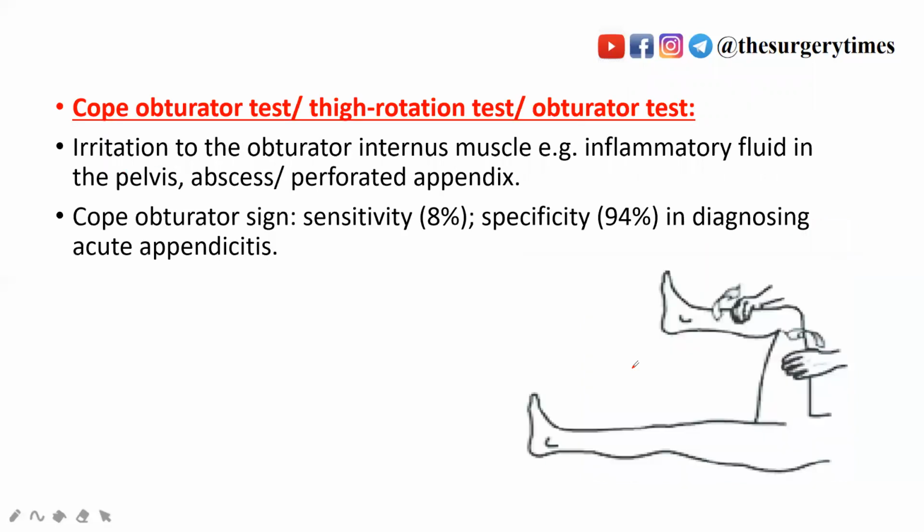Now, Cope's apparatus test, everybody knows this, or thigh rotation test or obturator test, otherwise called as. Here, the leg is flexed with the hip and knee joint at 90 degree and internally rotated. The thigh is internally rotated. By this, there is irritation of the obturator internus muscle, and if there is perforated appendix or inflammatory fluid in the pelvic abscess is present, then the patient elicits pain over the right iliac fossa. Here the article says the sensitivity is 8%, whereas specificity is 94% in case of diagnosing acute appendicitis.